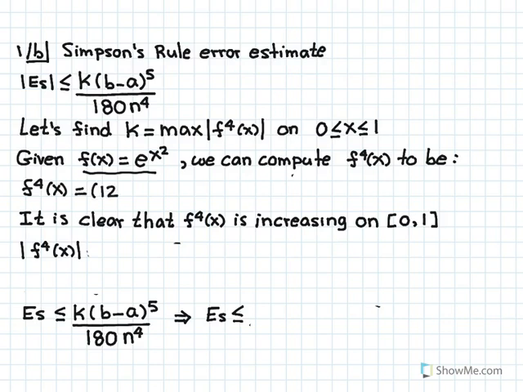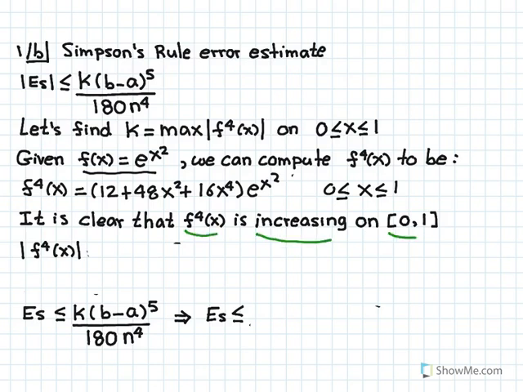So f fourth of x, if we do the computation and simplify it, it will come out to be 12 plus 48x squared plus 16x to the fourth times e to the x squared. Now we know that x is between 0 and 1. So it's clear that the fourth derivative is an increasing function on the interval 0 to 1.